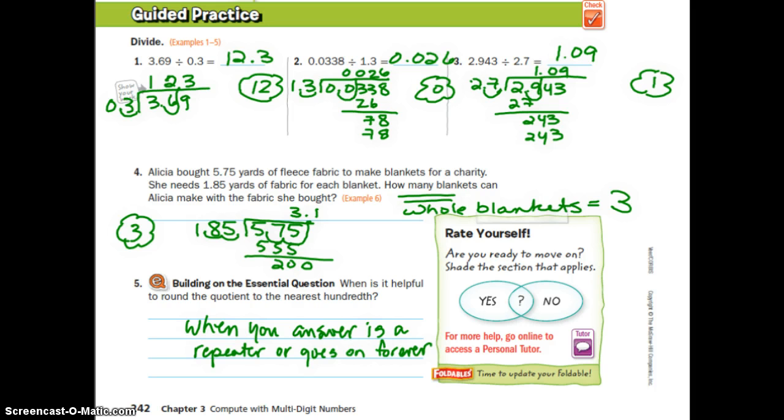So when do we round to the nearest hundredth? When your answer is a repeater or it goes on forever. Remember, when doing your division, bunny hop the same number on the outside and the inside, and be very careful.